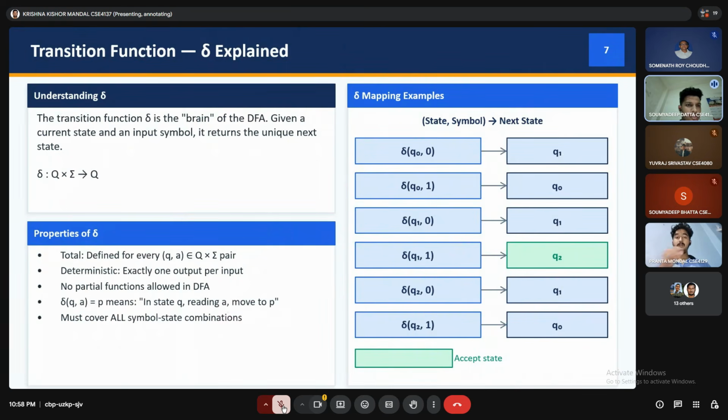Now the transition function, delta, explained. You can think of the transition function as the brain of the DFA. It takes your current state and an input symbol to give you a unique next state. For example, delta(q, a) = p means in state q, reading a, move on to p. It is total and deterministic, meaning there is exactly one output per input. Next slide, Krishna.